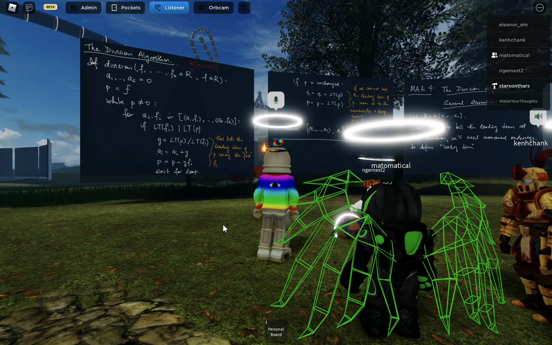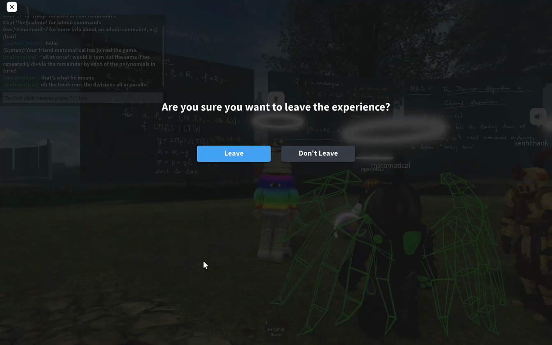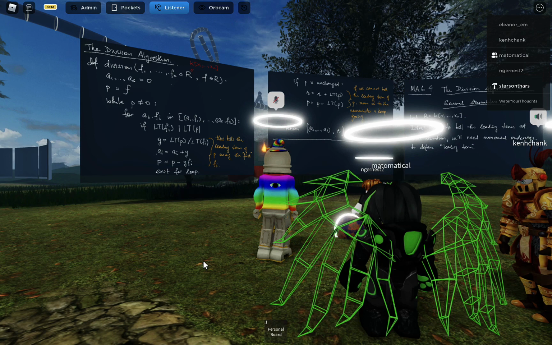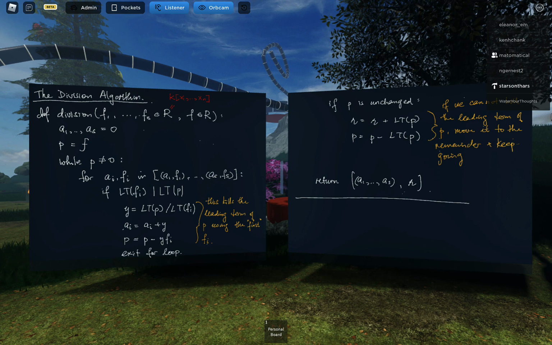So if we go through the loop and we find that P is unchanged, what this means is that none of the leading terms of the Fi divides the leading term of P. And so we're just going to rip off the leading term of P and throw it into the remainder and go again. This is a step that's new in this several variable case. This never happens in the one variable case. If we go through the entire list of divisors f1 to fs and cannot remove the leading term of P, we just shove it away in the remainder term and keep going.